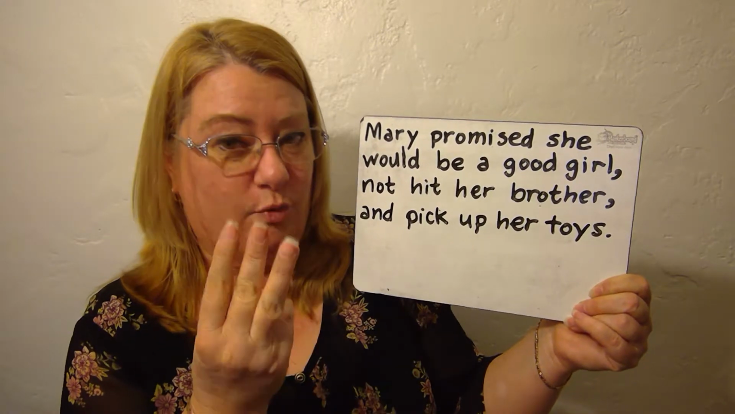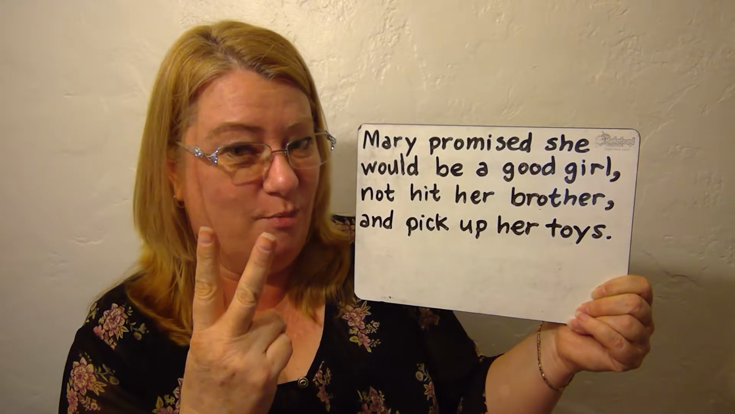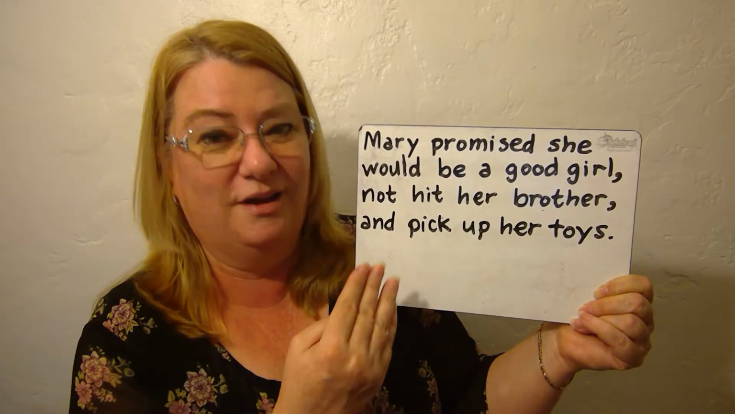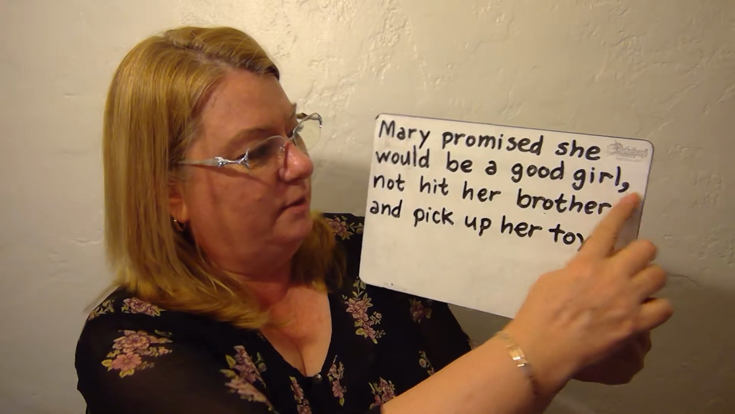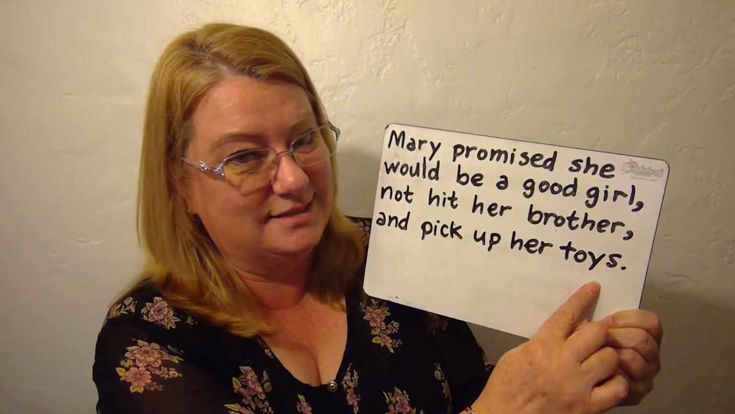Mary promised three things. Be a good girl, not hit her brother, and pick up her toys. So three things she's promised to do, a series of three. So you've got the comma, first thing, comma, second thing, comma, and the last thing. That's rule number three.